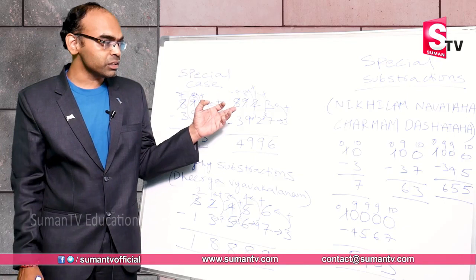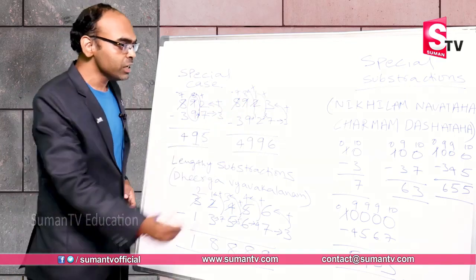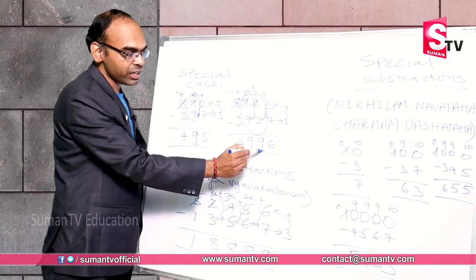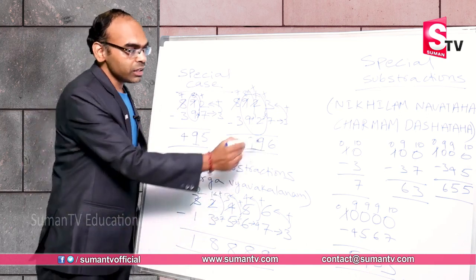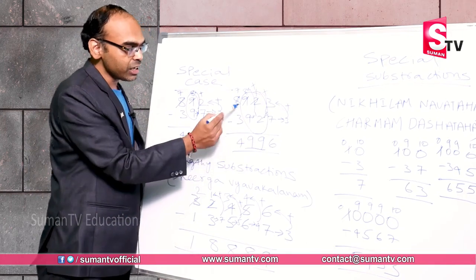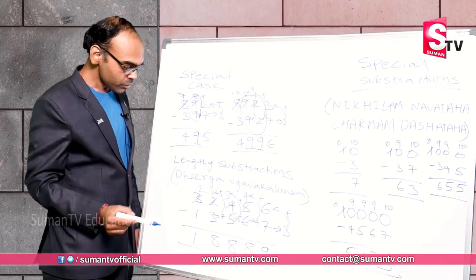If you observe this one also, 8923 minus 3927. Here these middle digits are the same. Simply you can write 99 in the middle. Here for 7, the complement is 3. 3 plus 3 is 6. Here 8 will be reduced to 7. 7 minus 3 is 4.